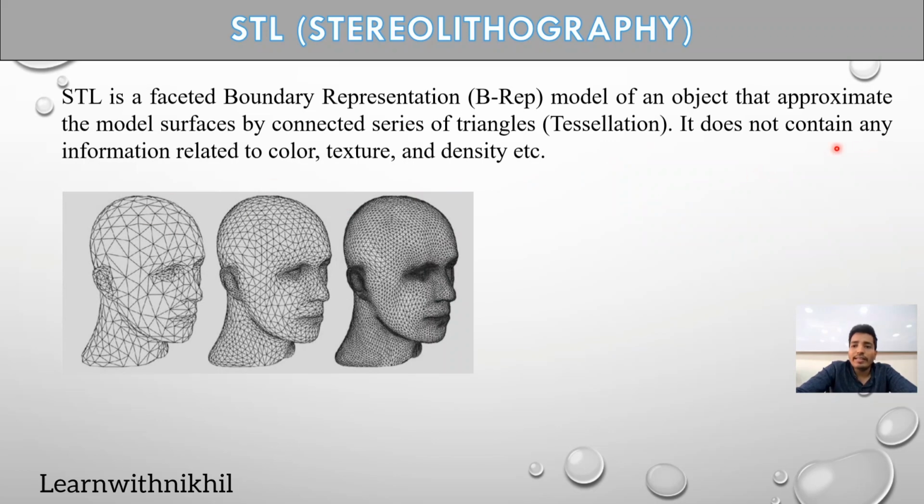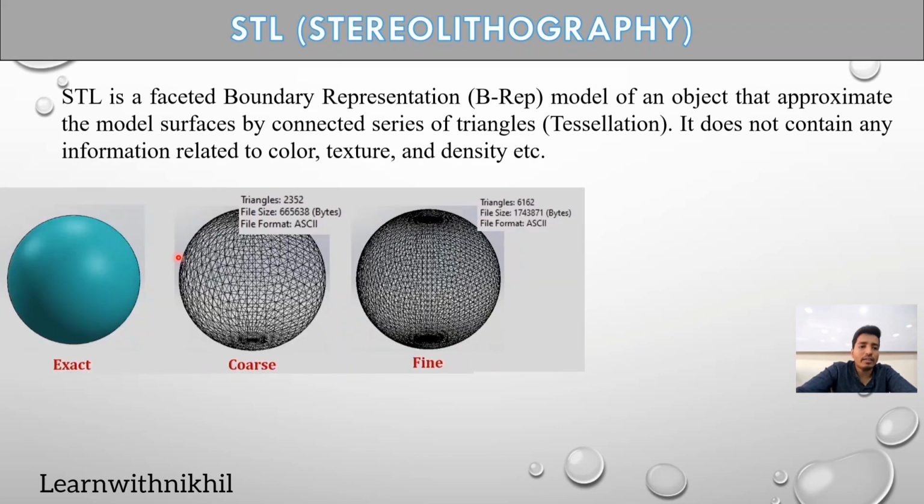Now, it doesn't contain any information related to color, texture and density. It just contains the outer boundary of the model, the boundary information of the model. It doesn't contain information like which color it is. So even if you make a totally colorful model in Blender or any other software, when you download it, it will be a normal color. It will not have any color. Anything you make will be downloaded in a normal STL file which doesn't contain any information of color or texture.